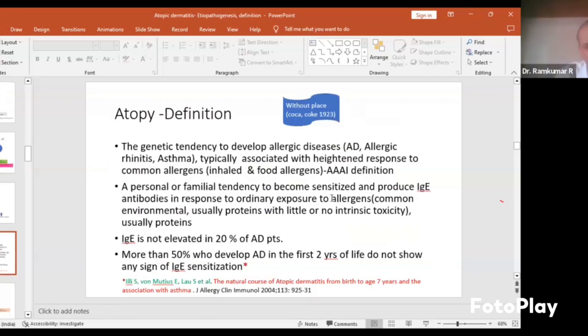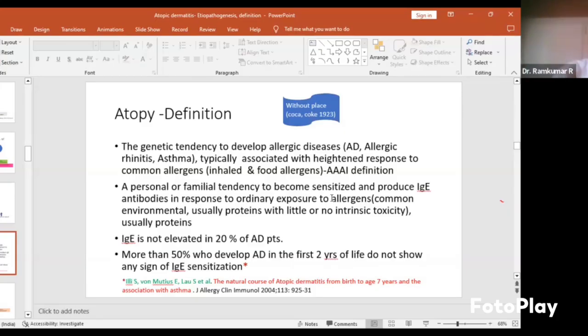A word about atopy. Please remember, atopy is a predisposition, a tendency to develop IgE antibody. This tendency can be either familial or personal. So there are 5 components in the atopy definition. There is either a personal or familial tendency. Second one is the predisposition. Third one is production of IgE antibodies. Fourth one is to common allergens. Fifth one is to ordinary doses. So common environmental allergens are present everywhere. These people produce IgE antibody.